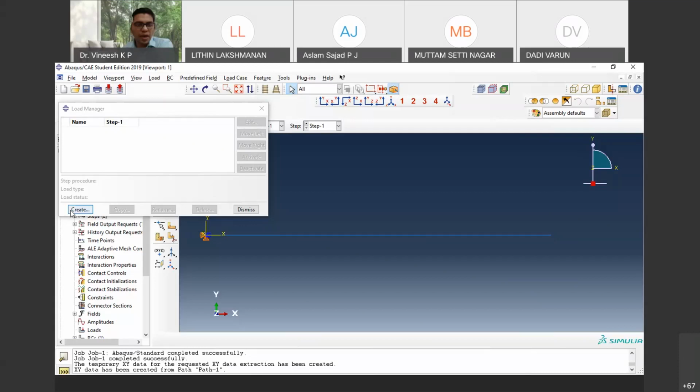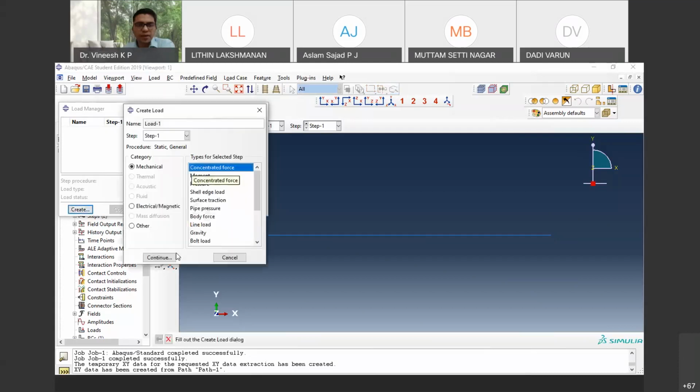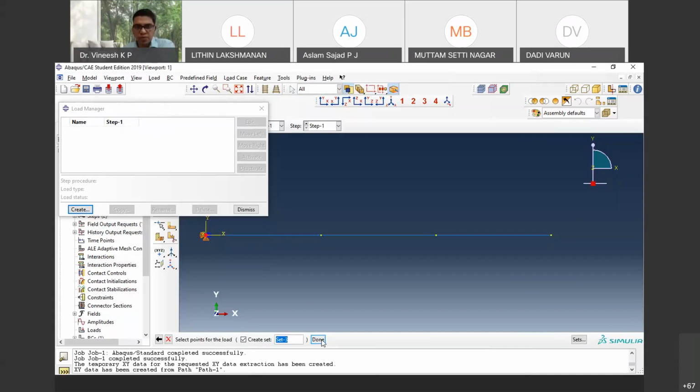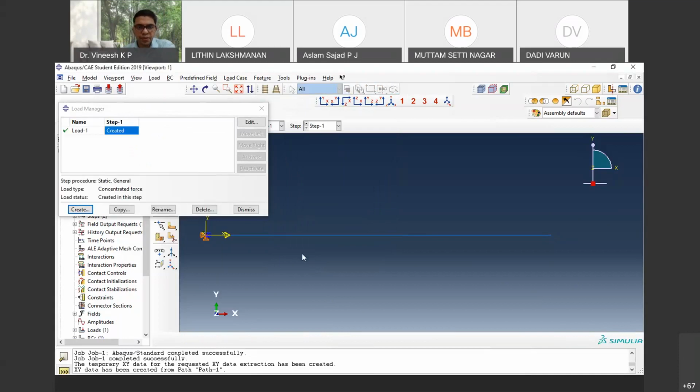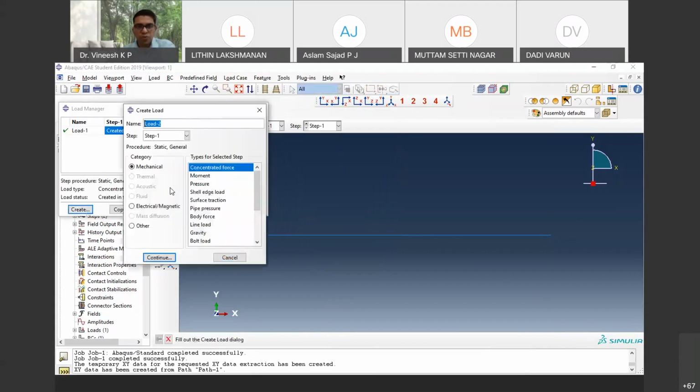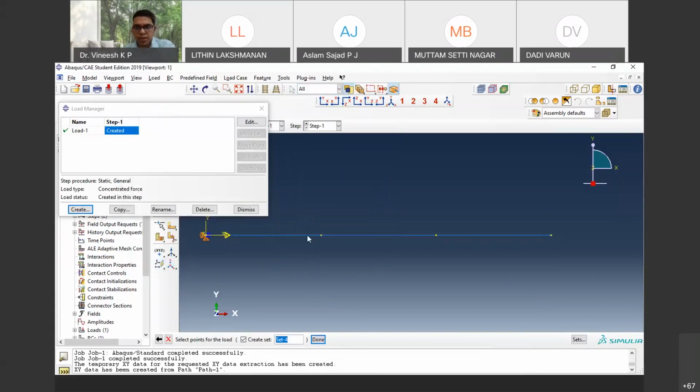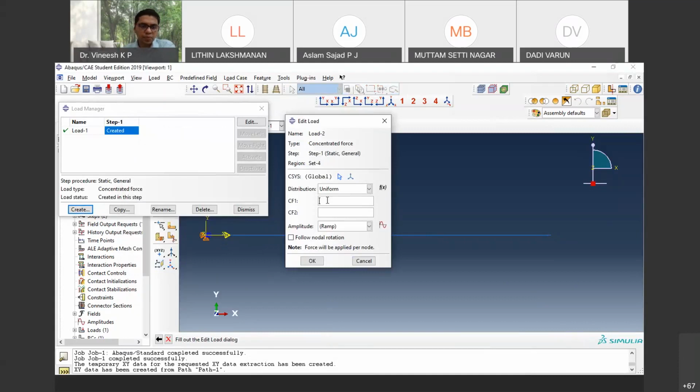We apply a concentrated force on the first node, node 1. Strictly speaking, you don't need to apply any load on node 1 because it does not matter, but we need to apply 0.1666 on node 1. Then on node 2 we will apply another concentrated load, and the magnitude is equal to 1.